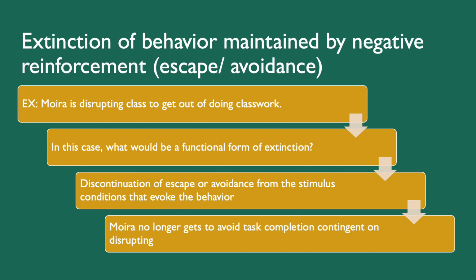Okay, so what's going to happen is Moira can continue to engage in those disruptive behaviors, but her classwork won't be removed. That demand is going to remain in place. That aversive stimulus or that aversive condition will remain in place. And so Moira no longer gets to avoid task completion contingent on disrupting, and what will happen is we'll see a reduction in disrupting.